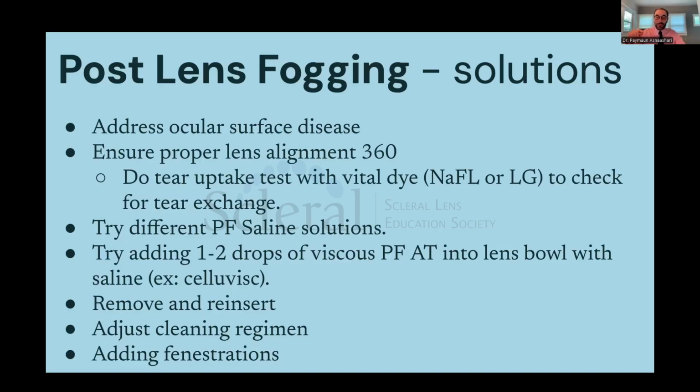But typically the fenestrations are added along the limbal area. They're not done in the center because then the saline will kind of leak out. And you don't want the hole to be too big because then the saline's going to leak out. So you have to be careful when you add fenestrations. And we'll actually show some fenestrations towards the end of the lecture.